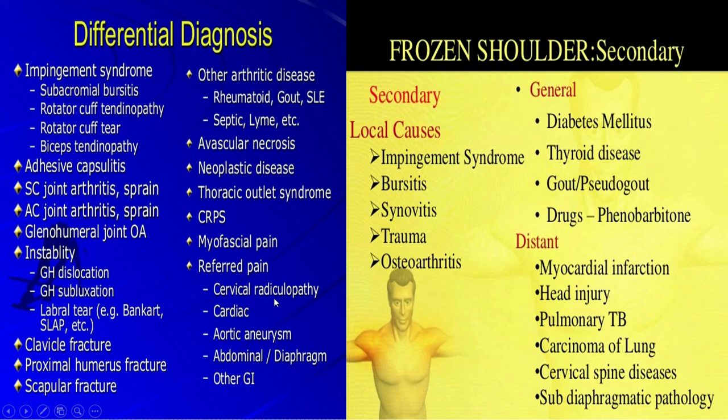and radiculopathy, and so on. But most commonly, pain over the shoulder joint is due to adhesive capsulitis. It is most commonly associated with diabetes mellitus, thyroid disease, gout, pseudogout, myocardial infarction, head injury, pulmonary tuberculosis, carcinoma of the brain, and so on. But the most common presenting syndrome is impingement type of syndrome, one type of bursitis, synovitis, and adhesive capsulitis.